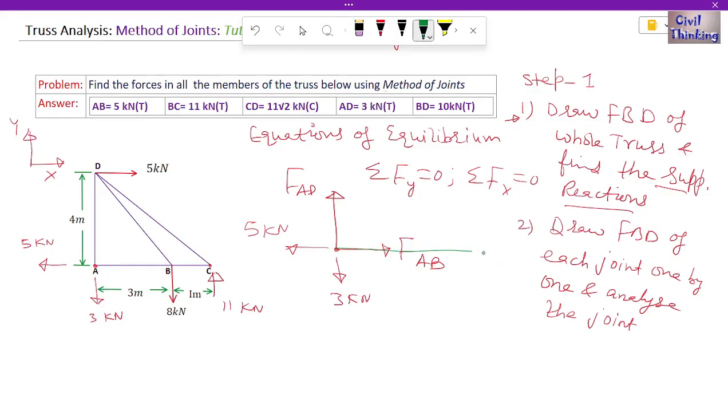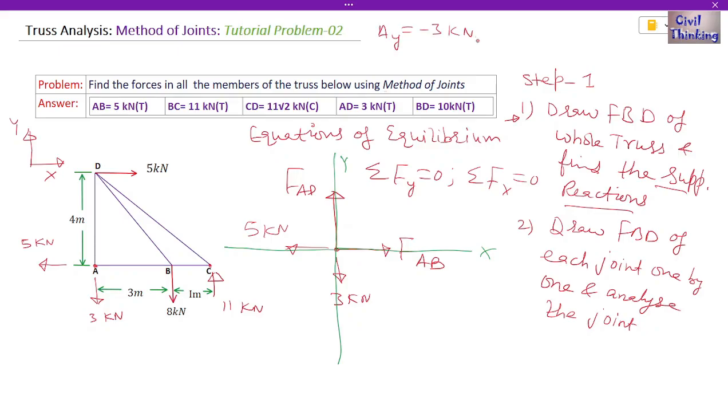This is x-axis and this is y-axis, okay. So let us apply these two equations to this joint A, okay.